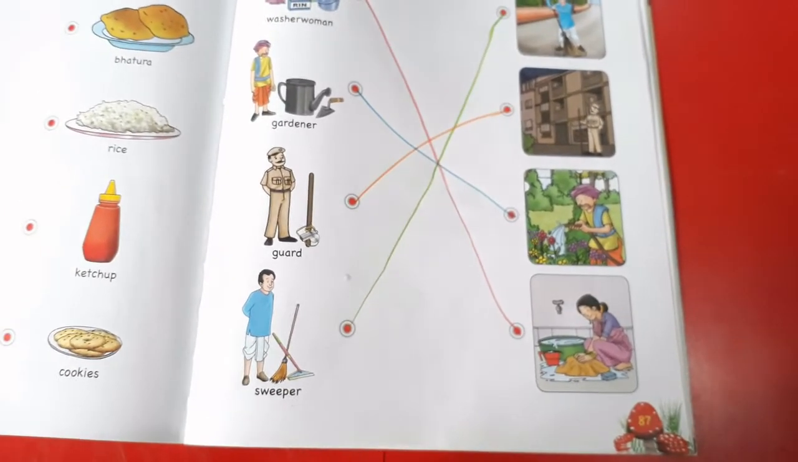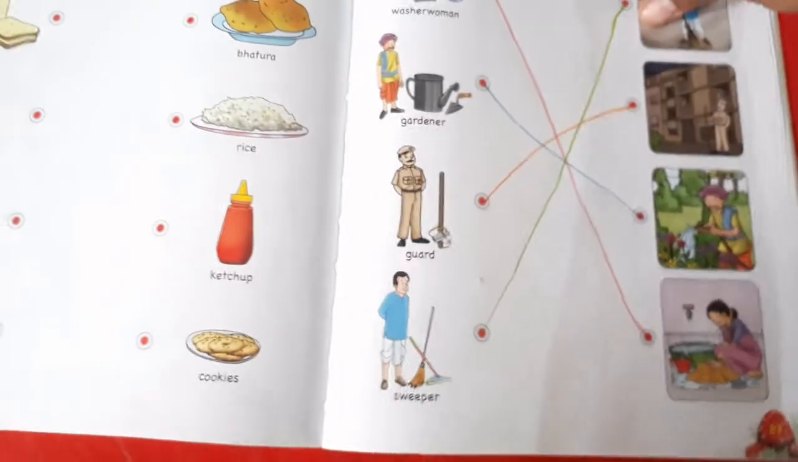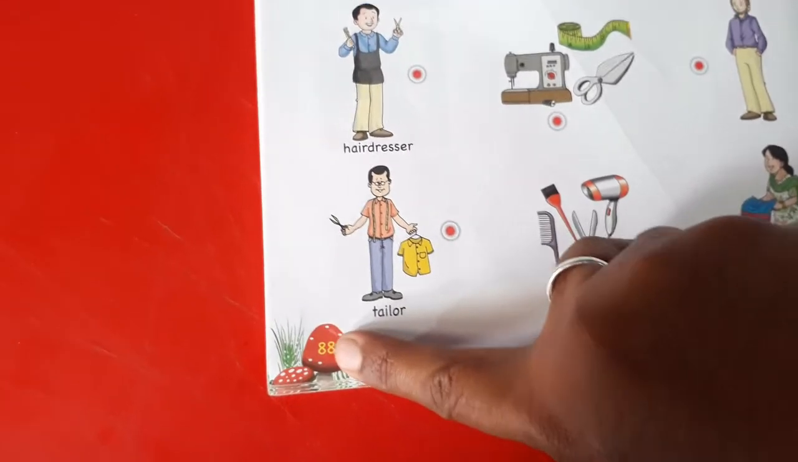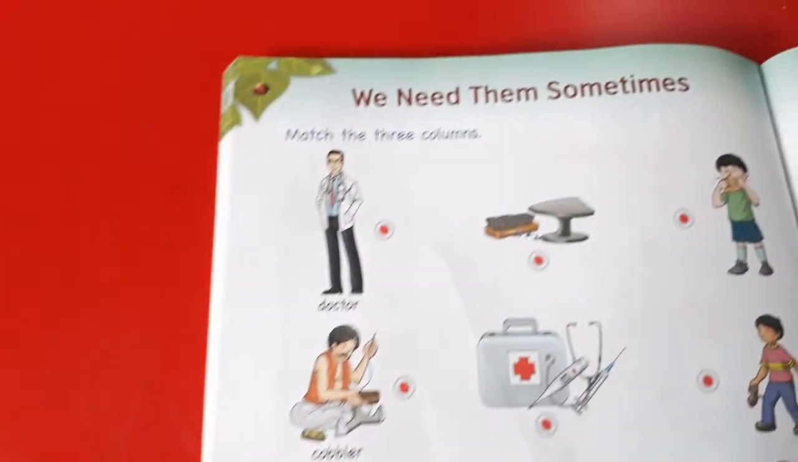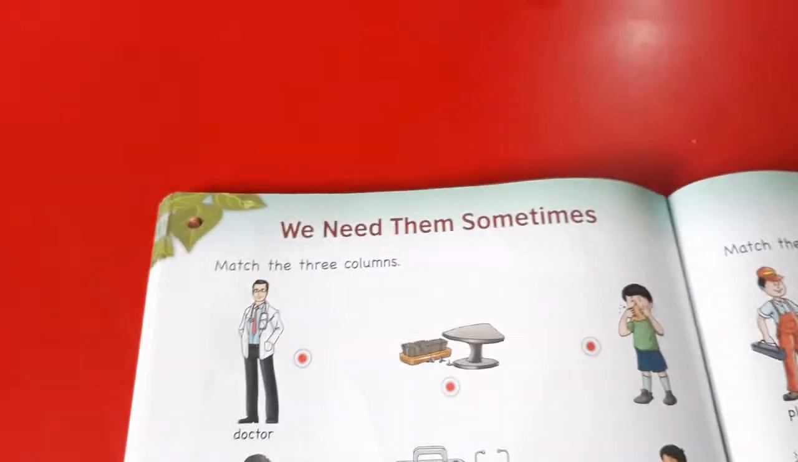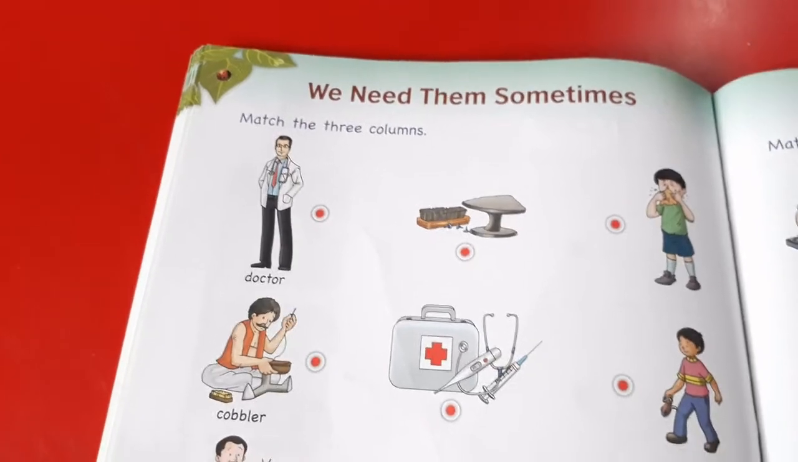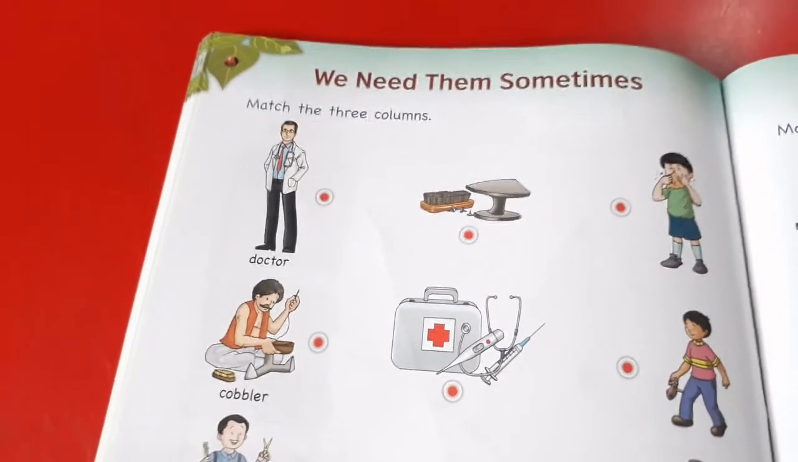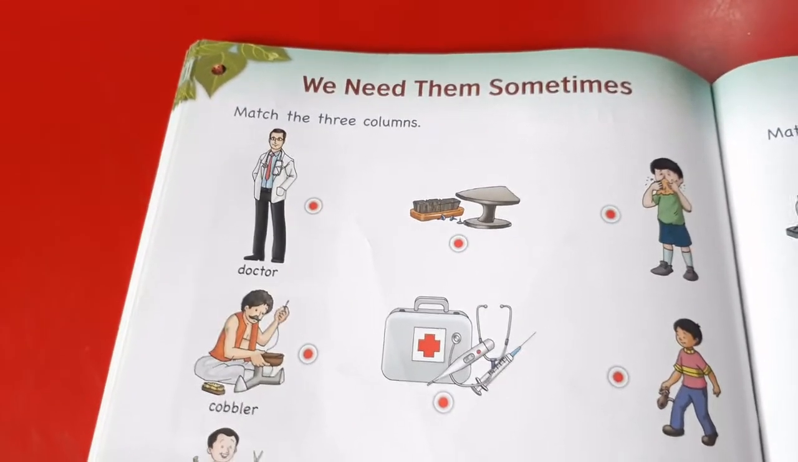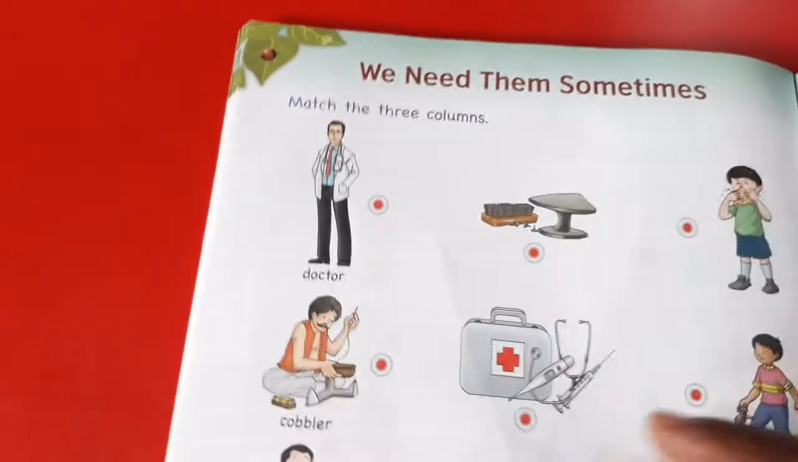Now let's move ahead towards page number 88. Okay? So here we have page number 88. What does it say? We need them sometimes. Now we are going to discuss those helpers जिनकी ज़रूरत हमें regular नहीं होती. Sometimes we go to them. So who are they all? What is the first picture?